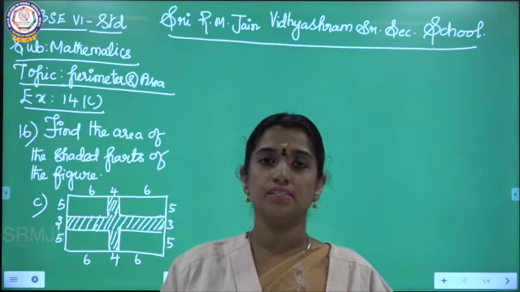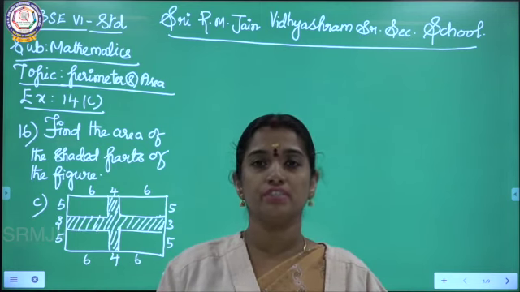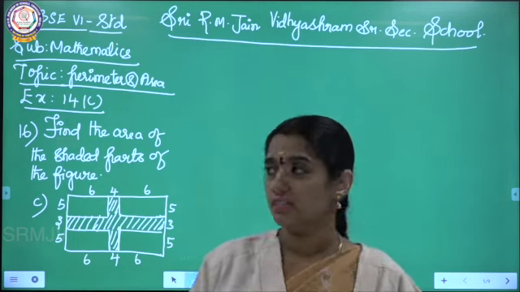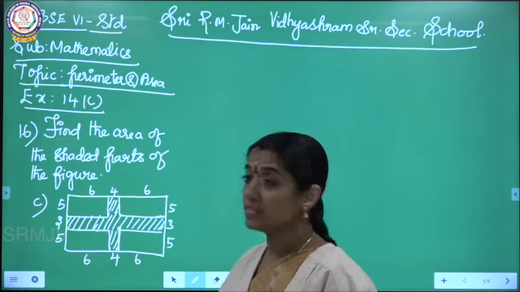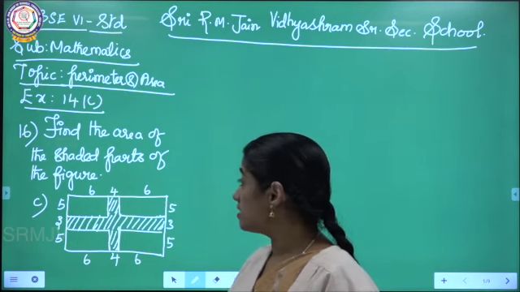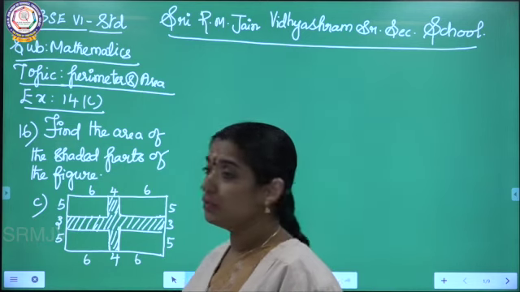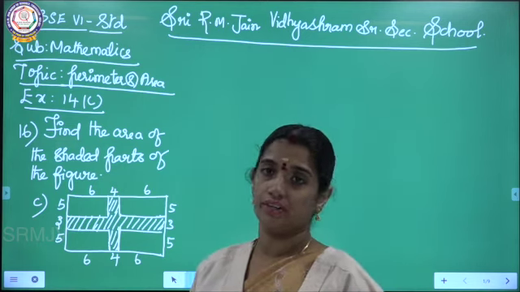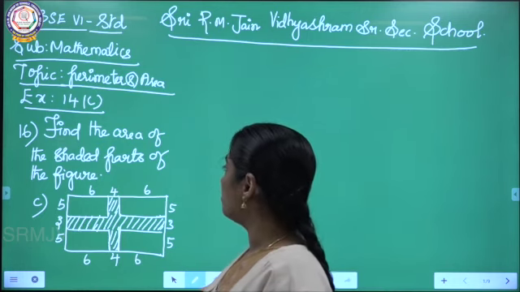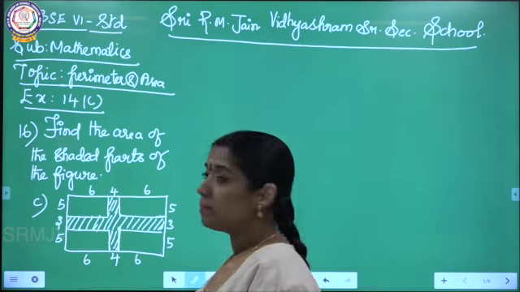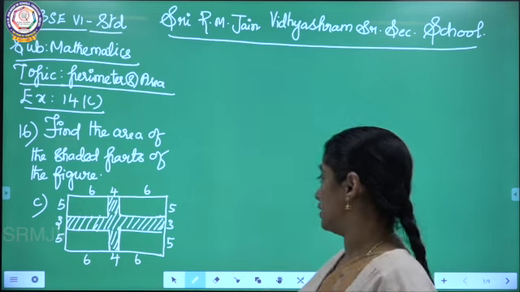Now I am going to discuss the perimeter and area for 6th standard children. See, already we have discussed exercise 16 up to the B sum. Now I am going to continue with the C sum here, children. Listen. Find the area of the shaded part of the figure.